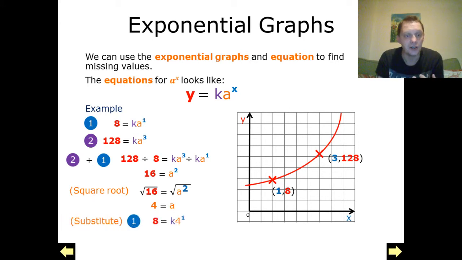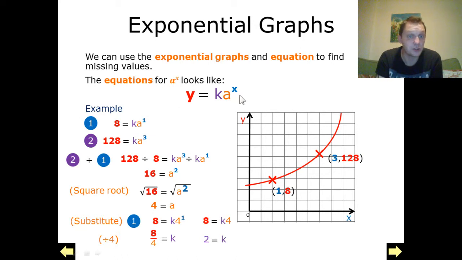Now, I'm going to substitute this back into one of my equations, substituting 4 into my equation 1. So 4 will be substituted in for a. So I've got 8 equals k, 4 to the power of 1. Anything to the power of 1 is just itself, so this becomes 8 equals k4. And then dividing both sides by 4, we just end up with 1 lot of k on the right hand side, 8 divided by 4 on the left hand side, so k ends up equaling 2.